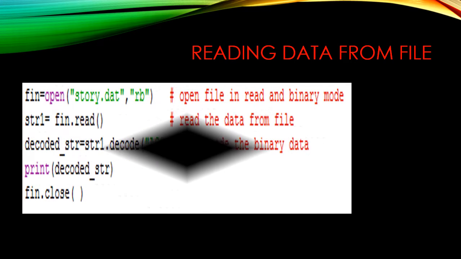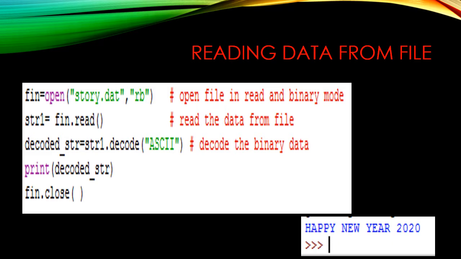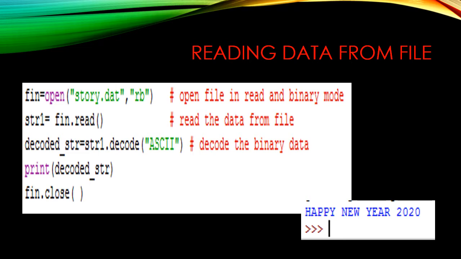Next, we can read the data, Happy New Year 2020, from the story.dat file using the read function. Actually, it will be stored in binary format. So to see it in human readable format when running, we have to use the decode function, string dot decode with ASCII format. Afterwards only we can see this. If we don't use decode, it will come with different symbols, so we couldn't read it. If you want to read it in the correct format, we have to decode the string we read from the file story.dat.